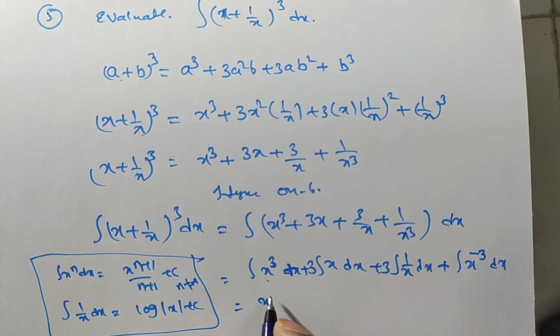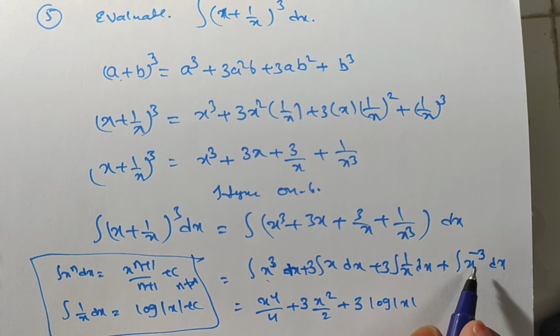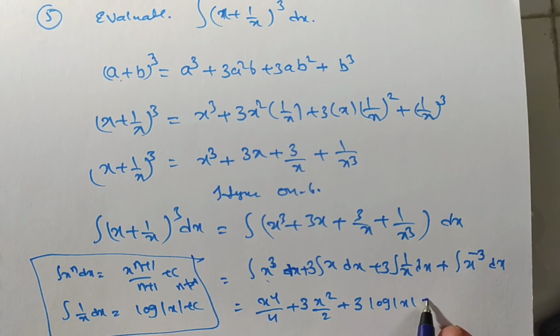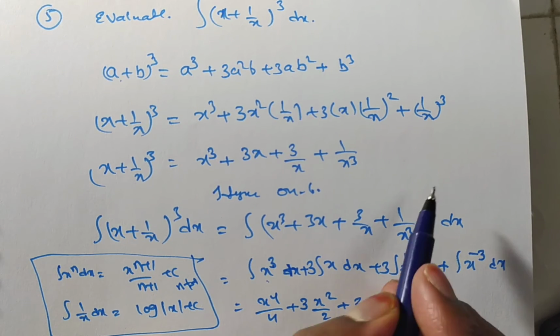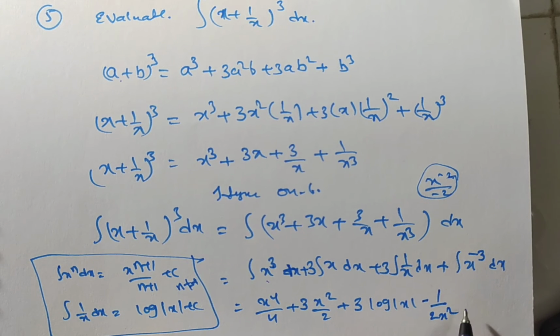So integration of x cube is x to the power of 4 by 4, plus 3 into integration of x is x square by 2, plus 3 into integration of 1 by x, where we apply standard form 2, that is log mod x. Next, integration of x power minus 3 is x power minus 3 plus 1 by minus 3 plus 1. So this is minus x power minus 2 by minus 2, which I can also write as minus 1 by 2 times x square. Additionally we will have plus c, because these are all indefinite integrals. That is why you get plus c, where c is any arbitrary constant.